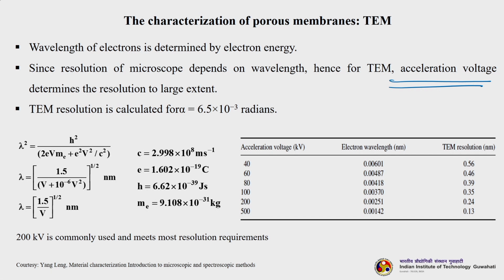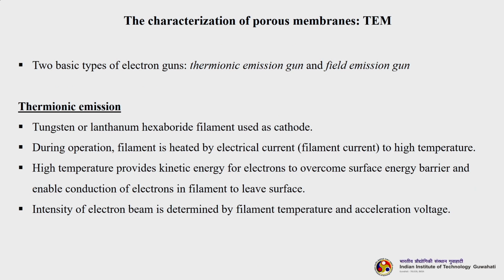resolution. So, TEM resolution is calculated for alpha equals 6.5 times 10 to the power of minus 3 radians. Okay, so you can use this particular equation. 200 kilovolt is commonly used and meets most resolution requirements. You can see in this table the acceleration voltages, the electron wavelength and the corresponding TEM resolution. Two basic types of electron guns are used, thermionic emission gun and field emission gun.